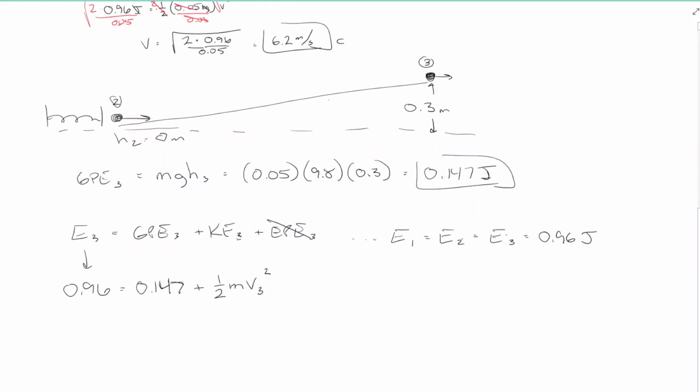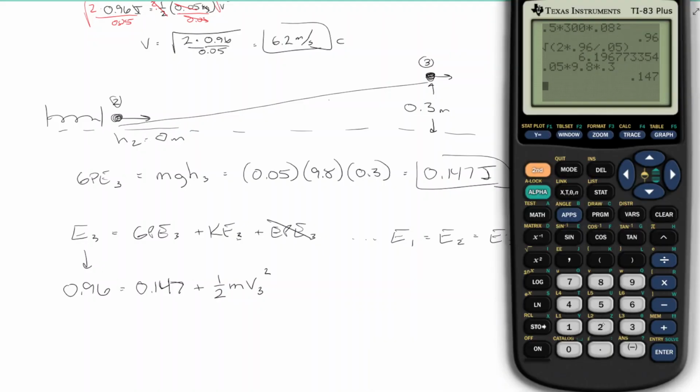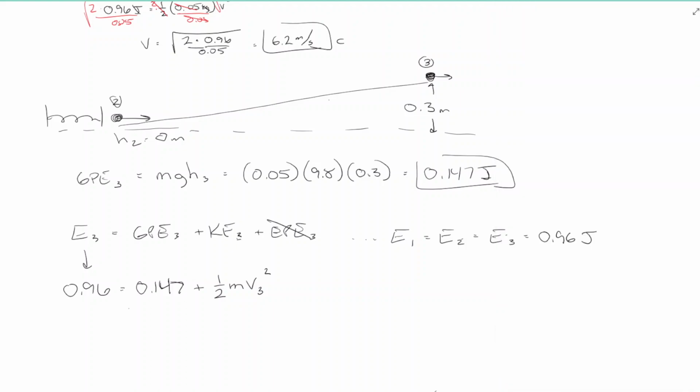And now I'm left solving for V, right? So if I take 0.96 and I'm going to subtract 0.147, I'm going to get 0.813, right? I'm just doing a little bit of algebra. I'm trying to isolate the variable. And I'm going to get 0.813. That is my kinetic energy at position 3. That's what that is right there, just the kinetic energy. And that has to equal 1/2 times the mass, 0.05, times that velocity at 3 squared.